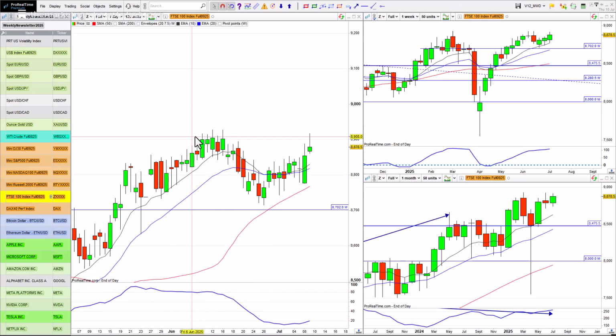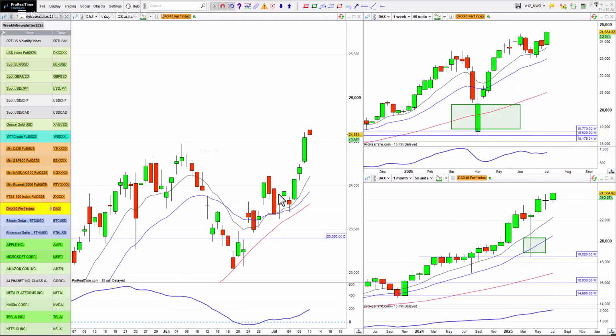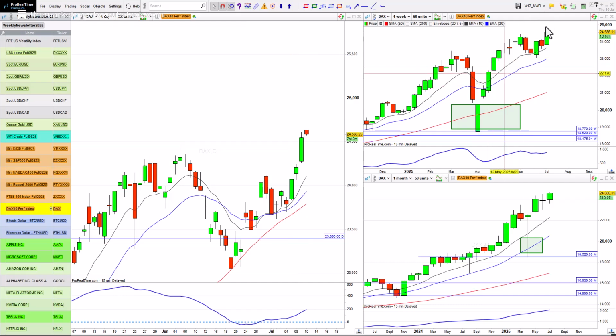FTSE 100 has hit up against a bit of resistance over here as well. The DAX, let's have a look at this. Also here continuing to push higher. So again, that upside potential really very much on the table.